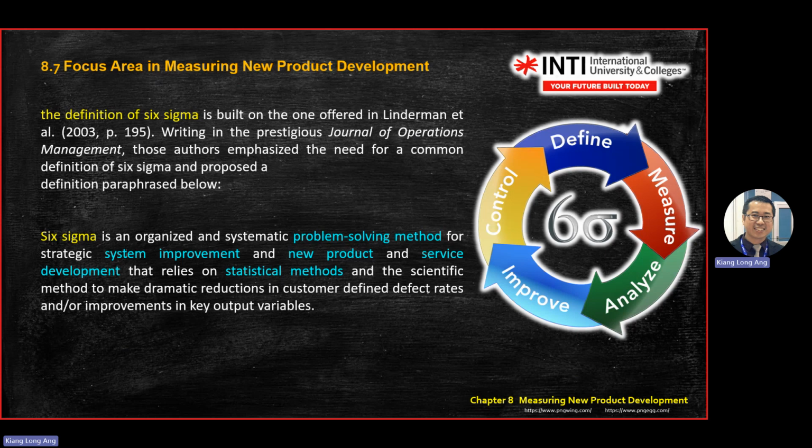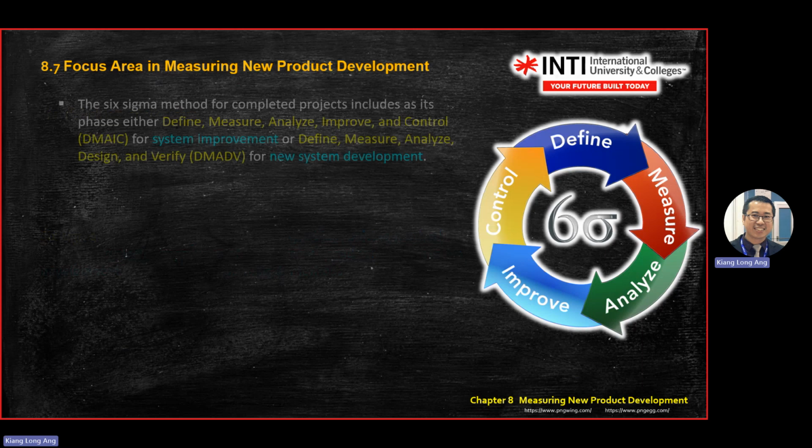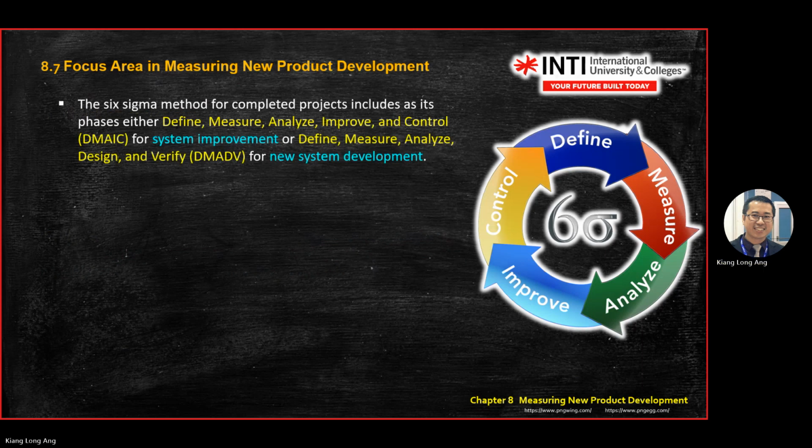Okay, Six Sigma. This one you read. What is Six Sigma? This one is a textbook definition. So Six Sigma, they use the phrase DMAIC. You define, measure, analyze, improve, and control. This one is already done. Okay. And then this one you read.